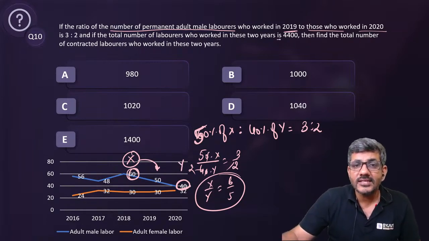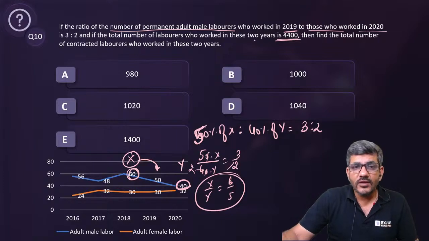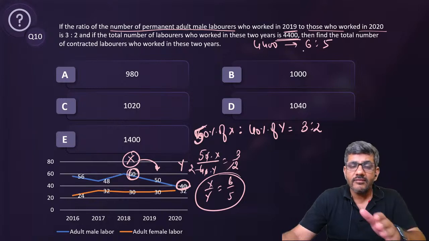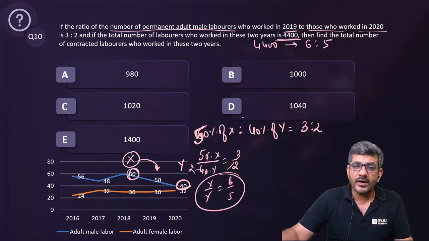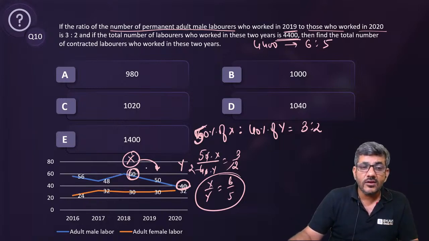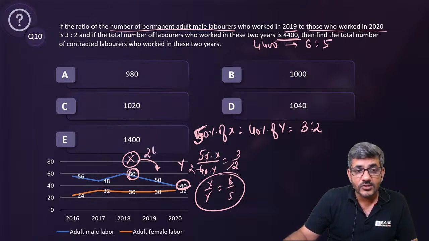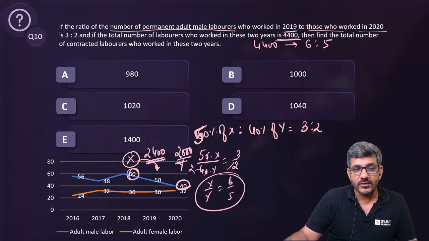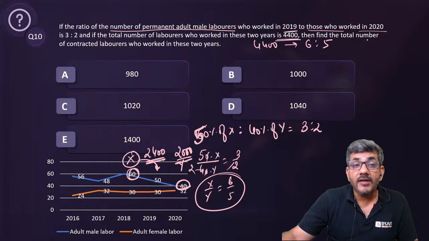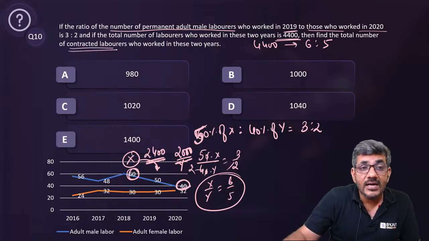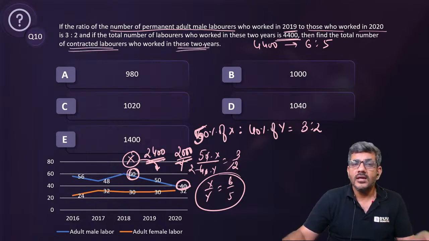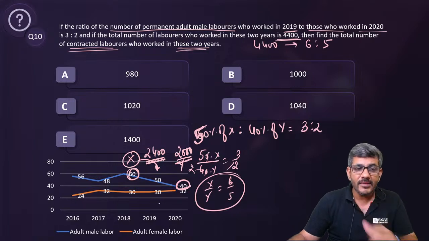And he says total strength is 4,400. So if 4,400 is divided in a ratio of 6:5, 11 हो गया 6 plus 5, 11 का 400 times है. So I can say strength of 2019 is 400 times 6, that is 2,400, and strength of 2020 is 2,000. Question पूछ कह रहा है आपसे, find the total number of contracted laborers who worked in these 2 years. अब contracted labor देखो कितने हैं इसमें.